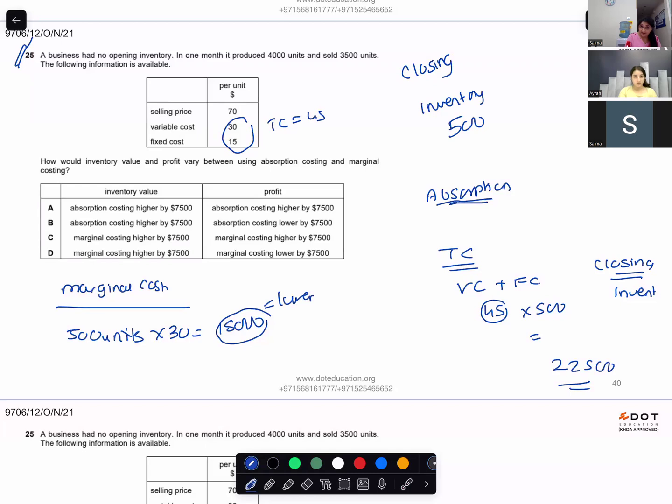15,000. And as per absorption costing, it would be higher. Closing inventory is treated as income, so if it's higher, the profit will be higher. Difference is 7,500. So absorption costing inventory would be higher by 7,500. So it can be option A or option B. But profit will be higher in absorption costing because we treat closing inventory as income.